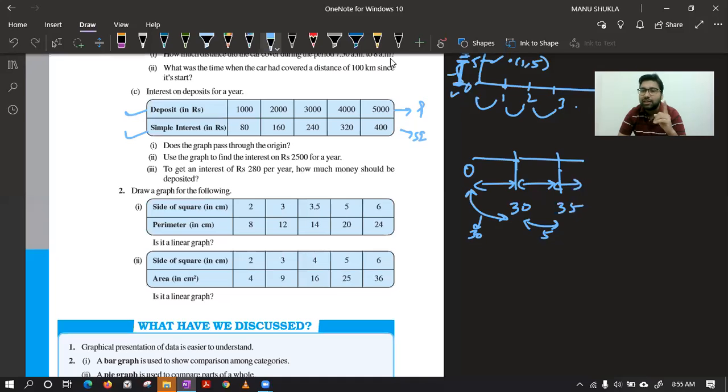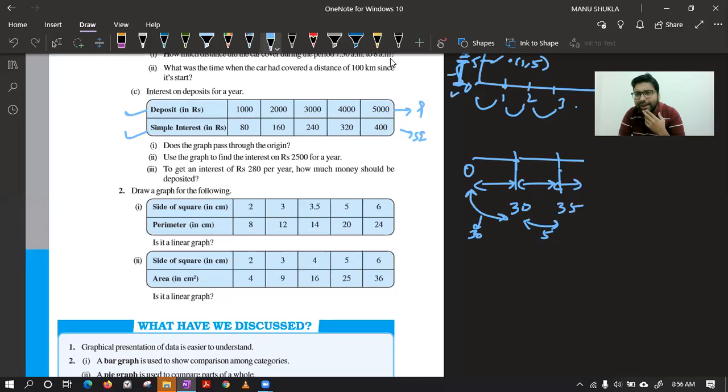That is why you will see in physics, in science, all the time they are taking time on the x-axis. If you see the distance time graph, velocity time graph, acceleration time graph, whatever graph you have in your book right now, you can see maximum time.